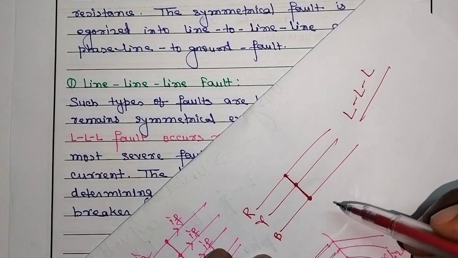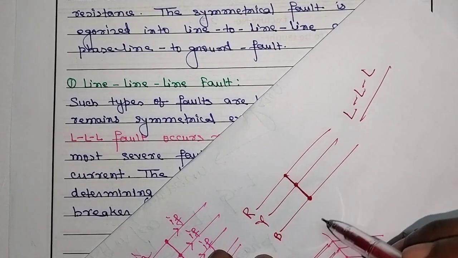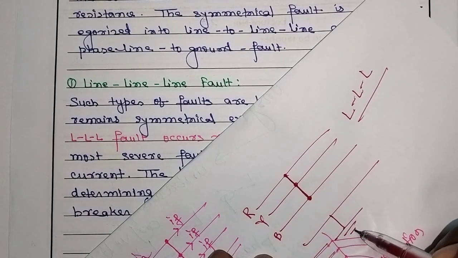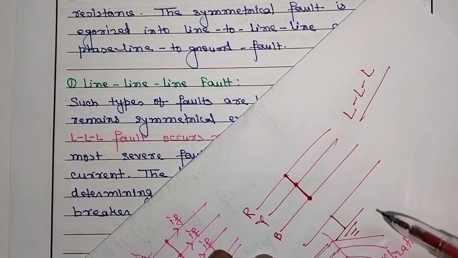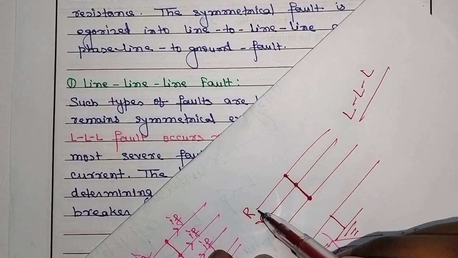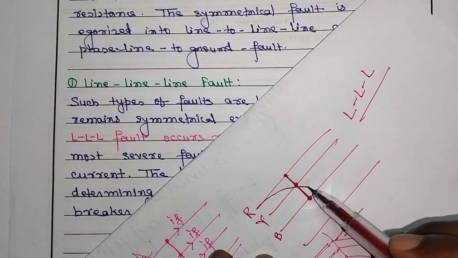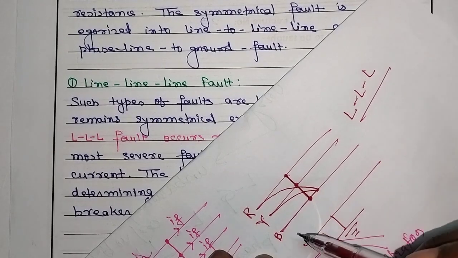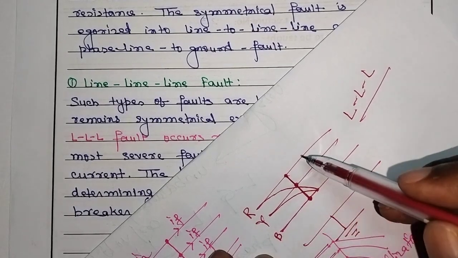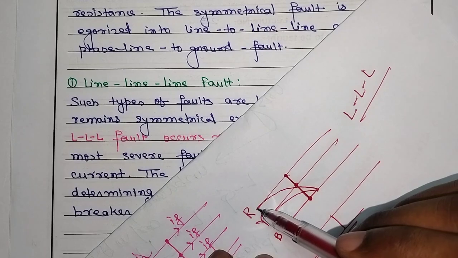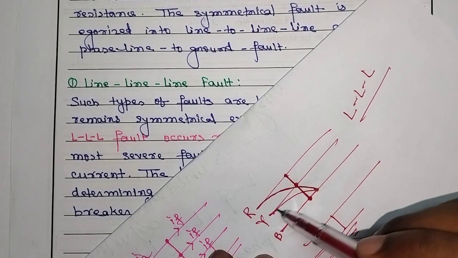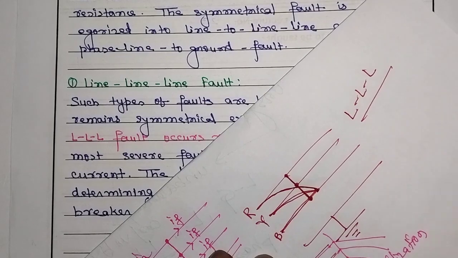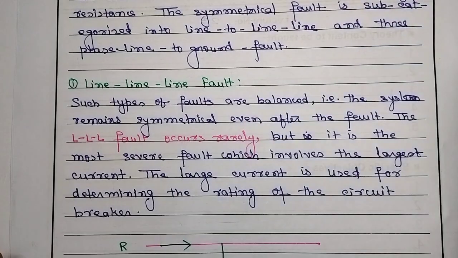Either the fault can happen, suppose, but it is not grounded in this type of fault. Let us suppose the fault occurs and all three of them are attached to this point. If a fault occurs at the tower here, all of them get faulted and touch at this point. Such type of fault is called the line to line fault.